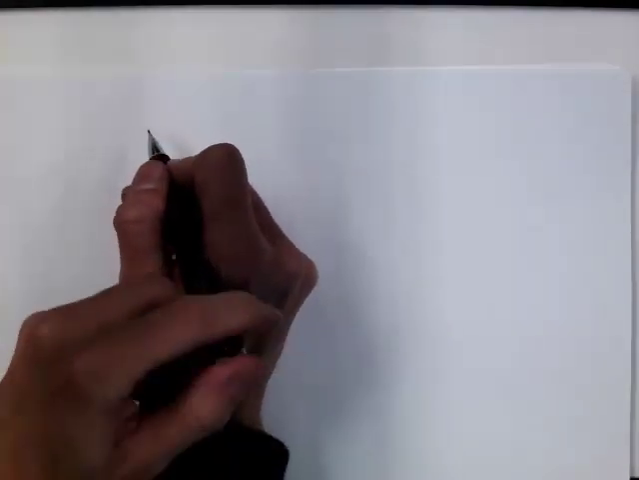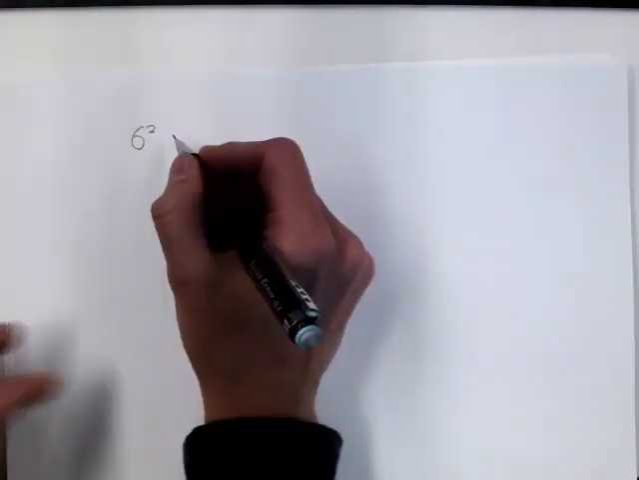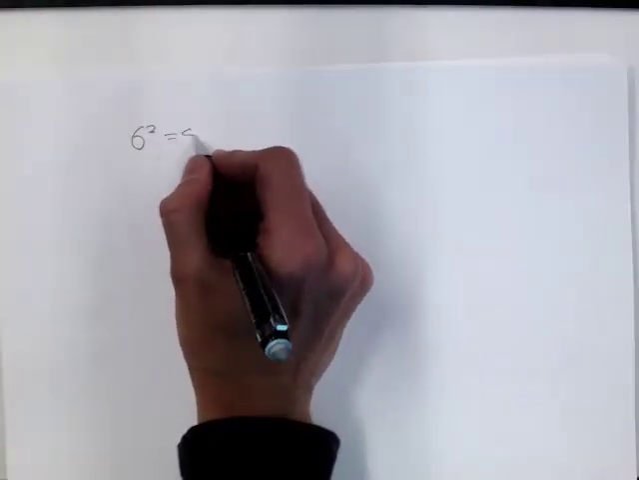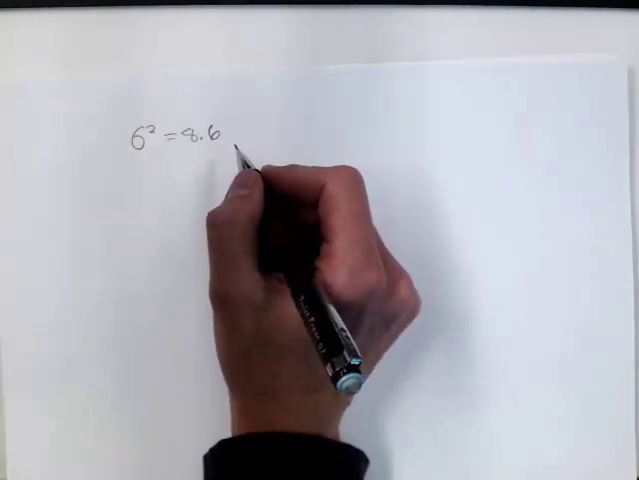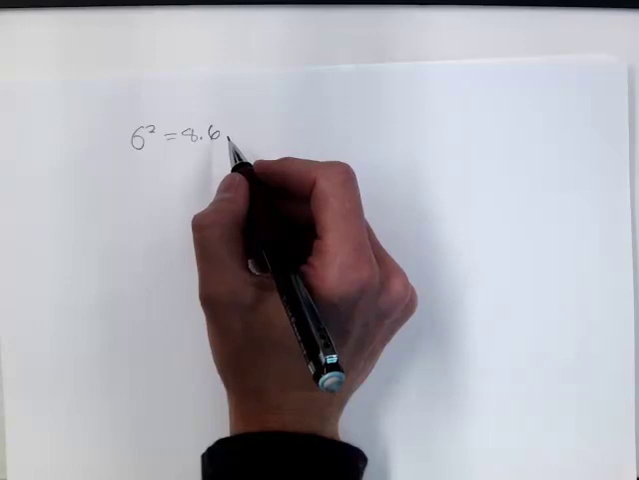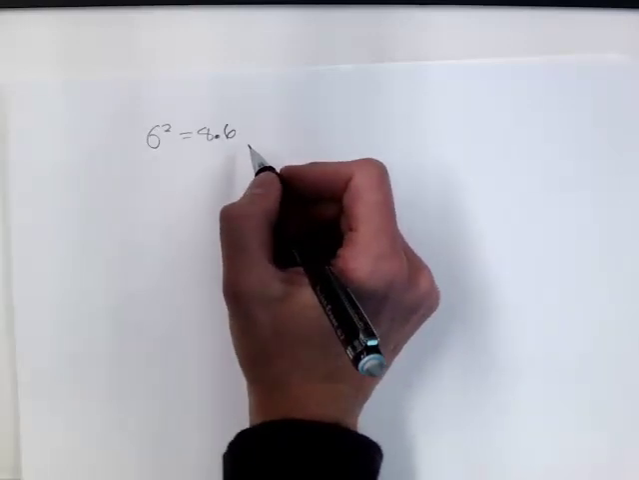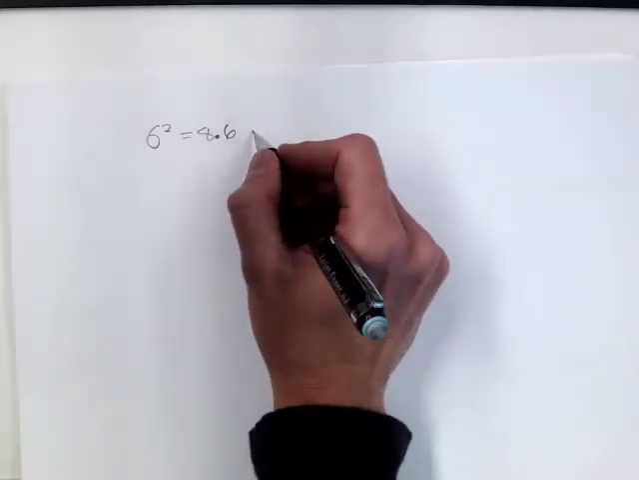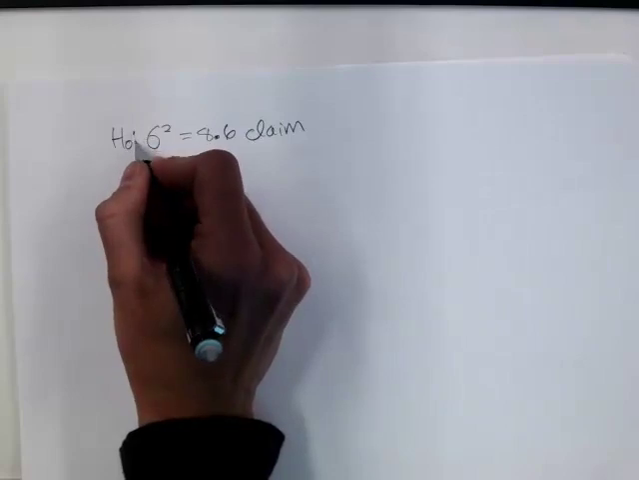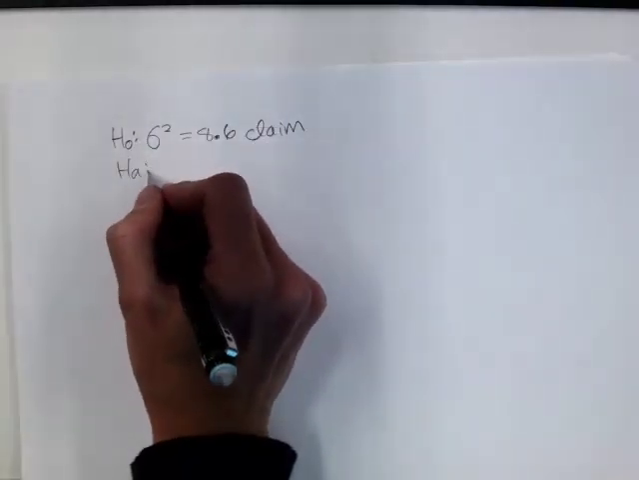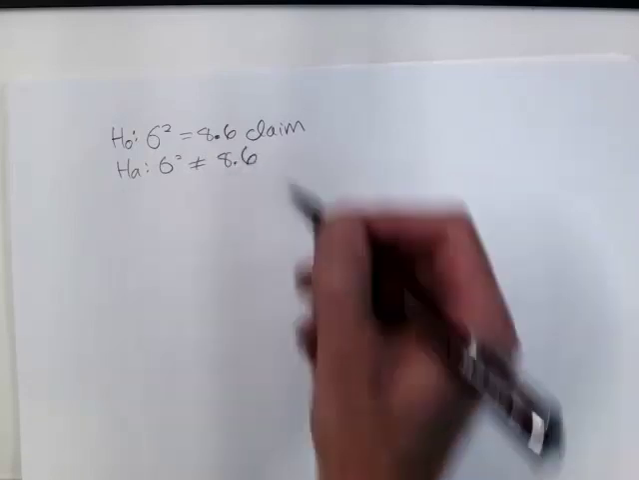So I have sigma squared equals 8.6, because the claim is that the variance of the diameters in a certain tire model is 8.6. Is this the null or the alternative? It's the null, because this is the manufacturer's claim. So this makes the alternative sigma squared not equal to 8.6.